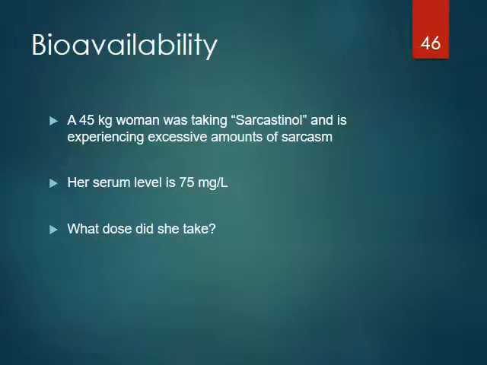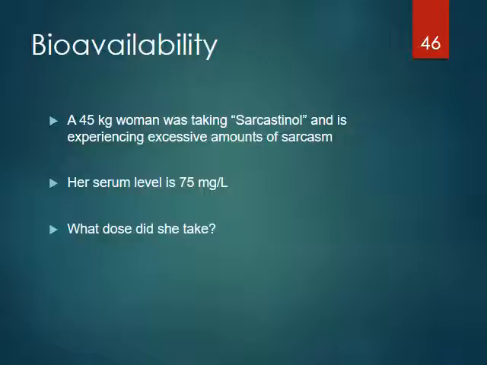Okay, so in the next scenario, let's say we had a 45 kilogram woman who's taking sarcastanol and is now experiencing an excessive amount of sarcasm. Maybe she's having a paradoxical reaction, but now she's being extra sarcastic. So to figure out what's going on, we decided to do a serum blood level and got a level back of 75 milligrams per liter. Based on what we know, what dose do we think she took?